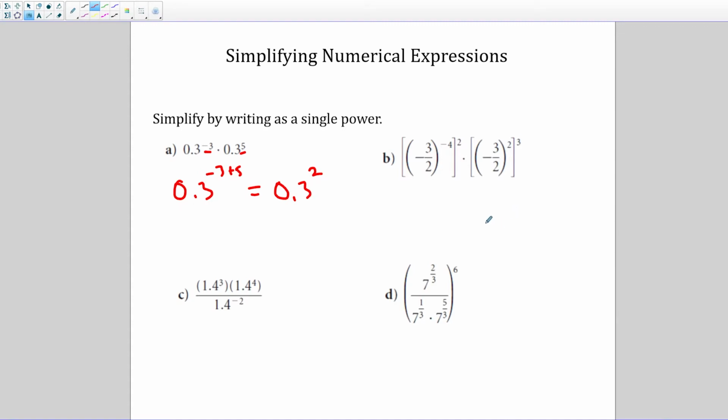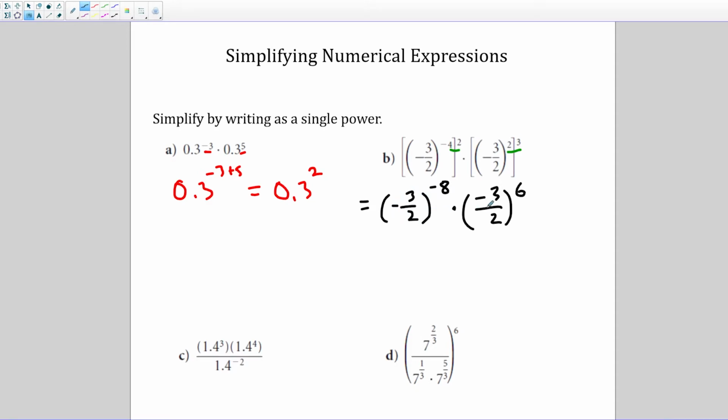This second example looks a little intimidating, but we're just going to break this down into steps. I'm going to go ahead and simplify each of these power of a powers first. So that means we're going to take the -4 times 2. That will give me a -8. So over here on the left, I'll have -3 over 2 raised to the power of -8. And then over on the right hand side, I'll have 2 times 3, which means that I have -3 over 2 to the power of 6.